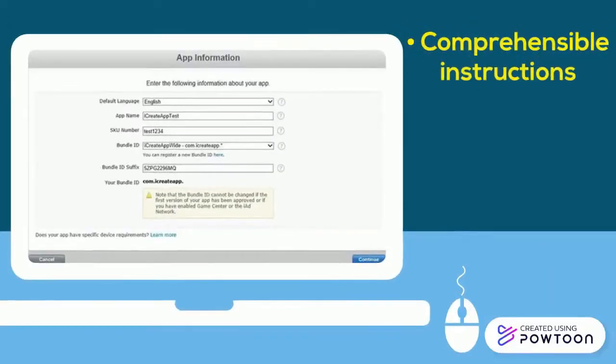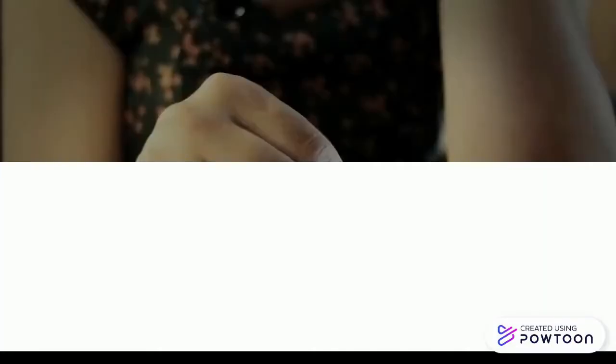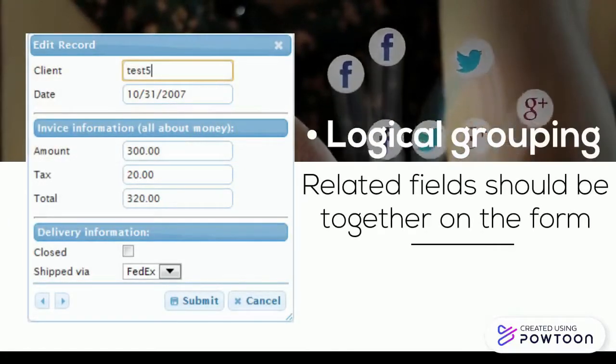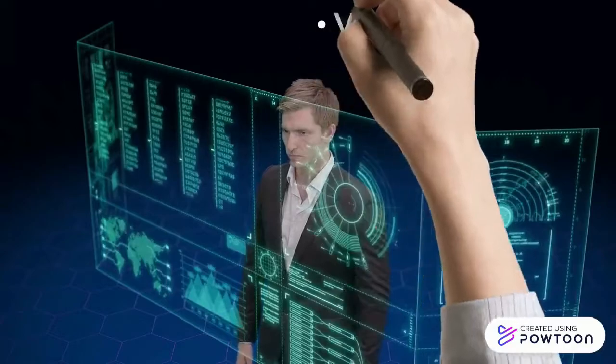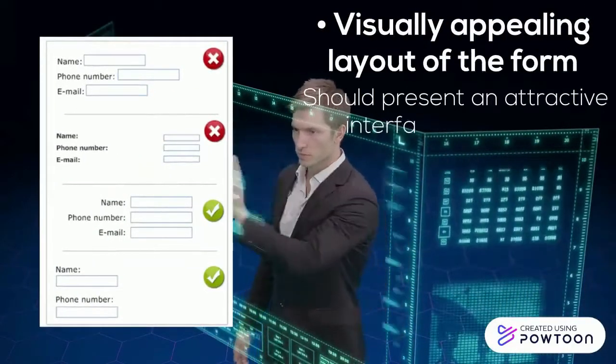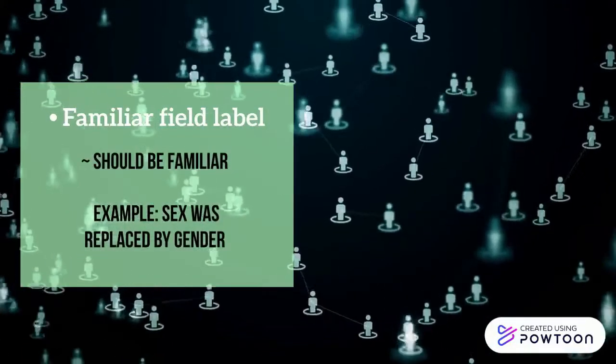Comprehensible instruction. Instructions should be clear, and when more information is needed, a help screen should be available. Logical grouping. Related fields should be together on the form. Visually appealing layout. The layout of the form should present an attractive interface to the user. Familiar field label. Field labels should be familiar.